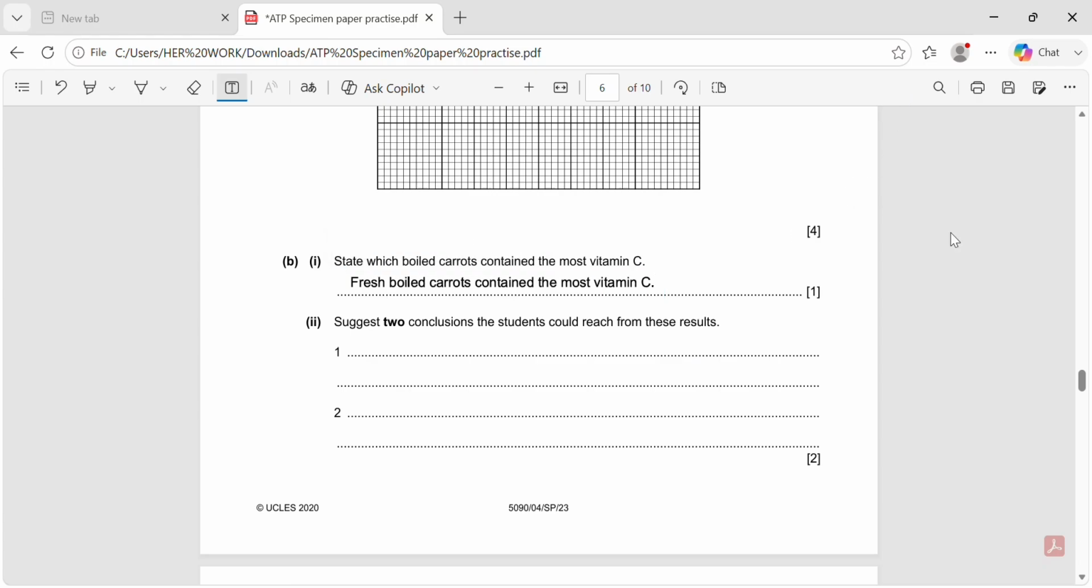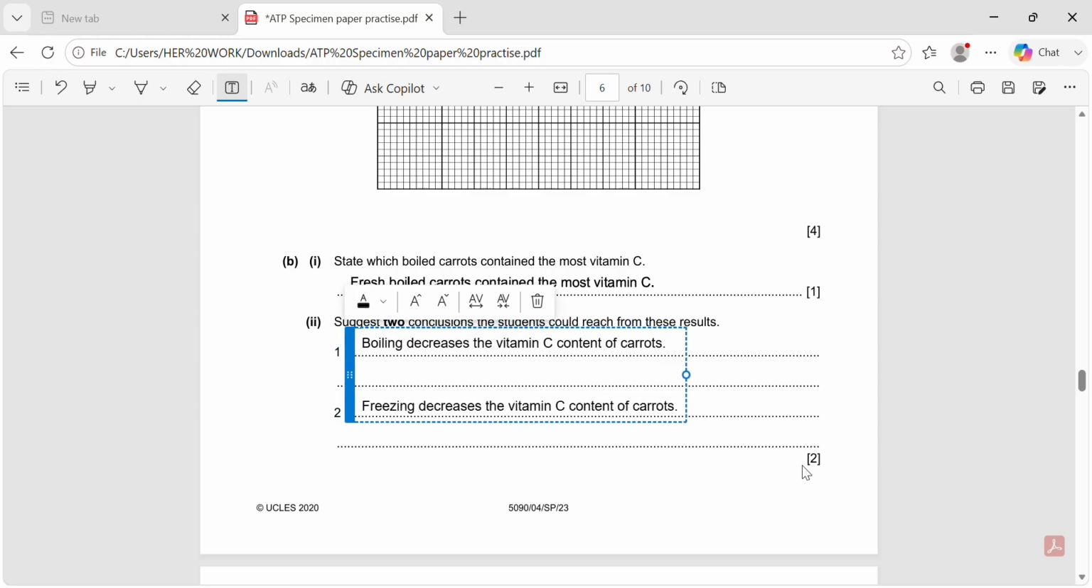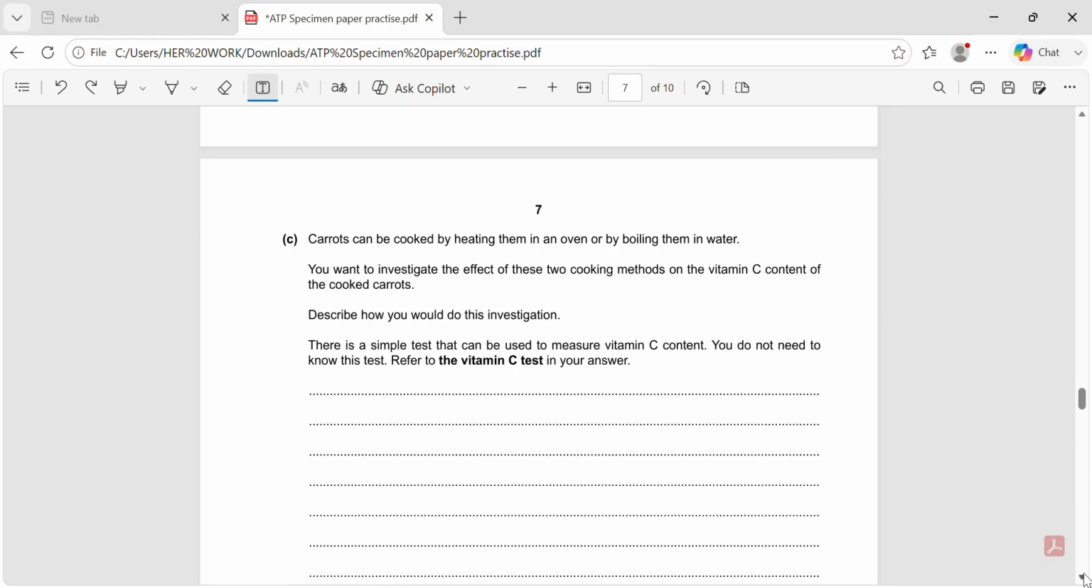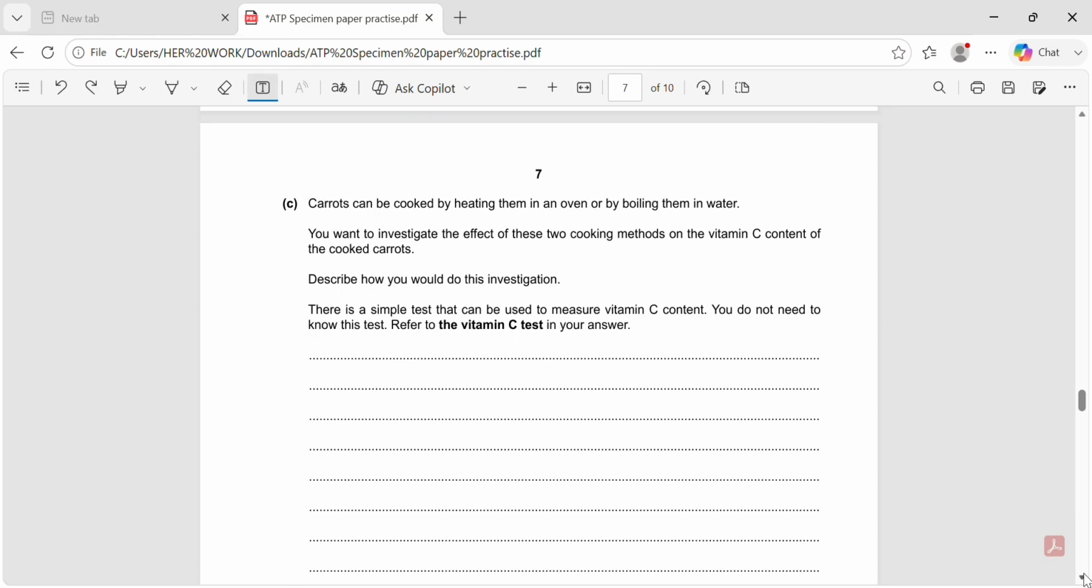The next question asks, suggest two conclusions the students could reach from these results. By looking at the table, you can clearly see that boiling reduces the vitamin C content because both fresh and frozen carrots contain less vitamin C after boiling. You can also observe that freezing reduces the vitamin C content because frozen carrots contain less vitamin C than fresh carrots. So the answers we write are, boiling decreases the vitamin C content of carrots, and freezing decreases the vitamin C content of carrots.